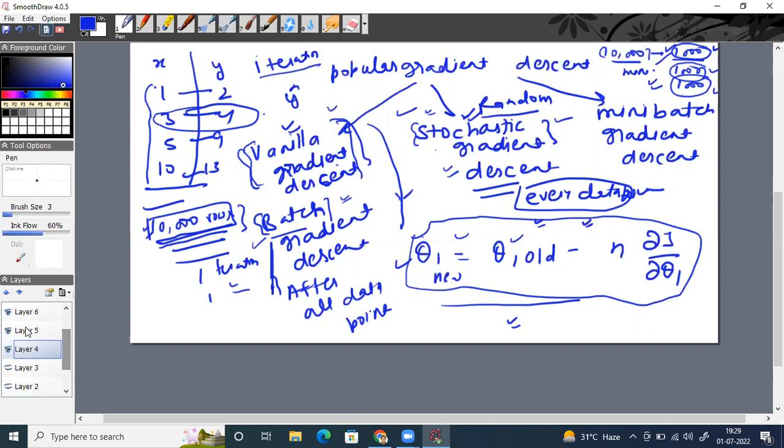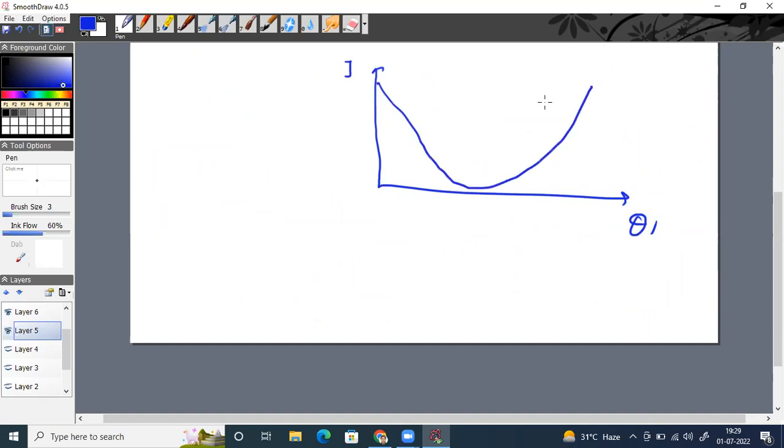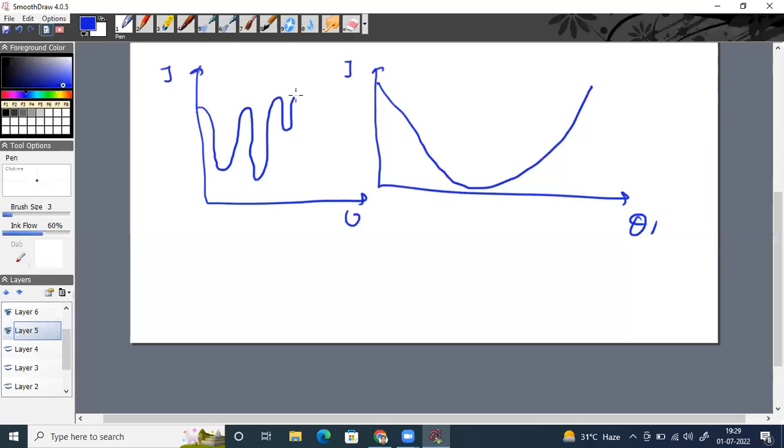If we come here, okay, we saw just a shape here, right? It was theta1 and it was your J. We saw such a kind of shape. But in a practical scenario, your shape may not be ideally this. Your shape may be like this. J and theta, for example, I'm plotting. It may be like this, with many dips. It may be a shape in a practical scenario, right?